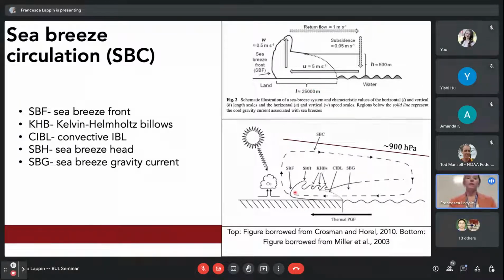Within, you have this sea breeze front, which is typically a little bit taller than the rest of the driving gravity current. And because this is a sheared flow, you get these Kelvin-Helmholtz billows or instabilities that are changing how pollutants are transported and also moisture and momentum, adding a little bit of nuance to the sea breeze front, not just a blob of marine air that washes on shore.